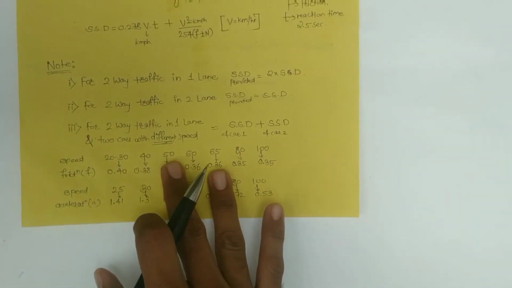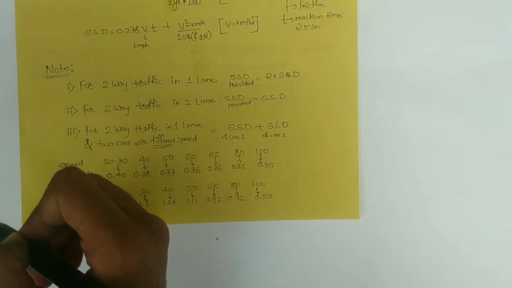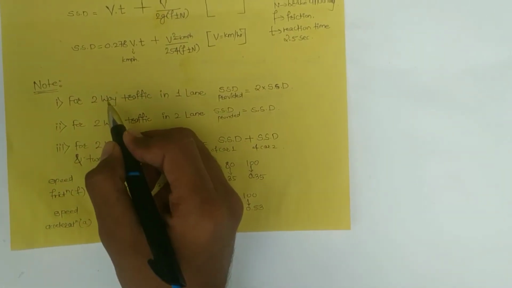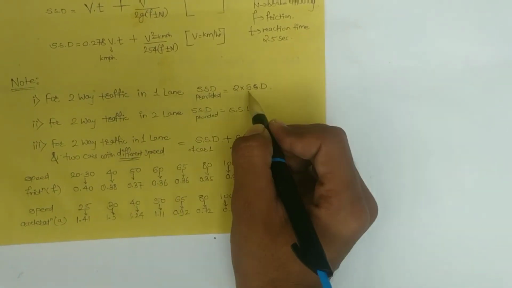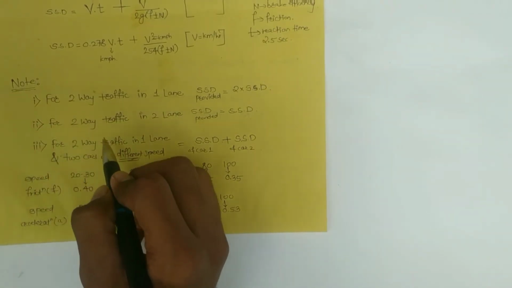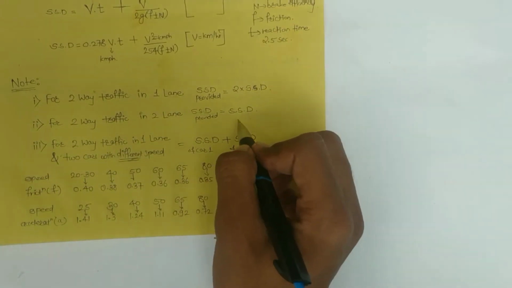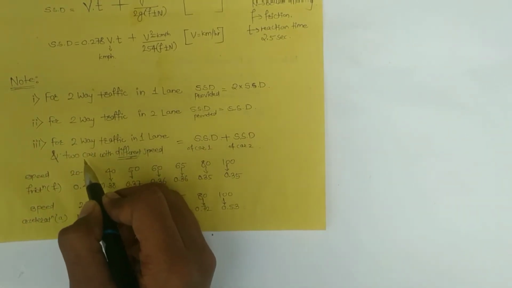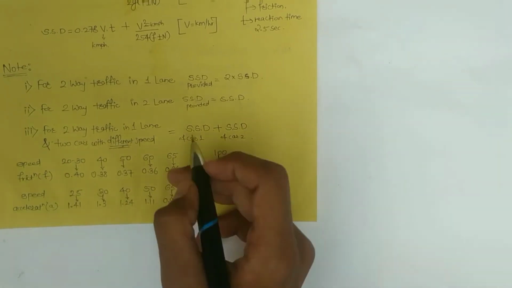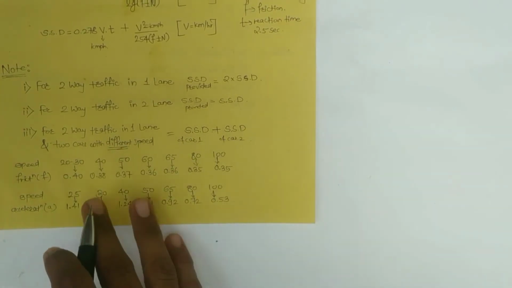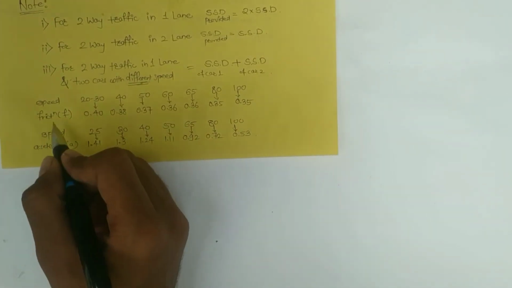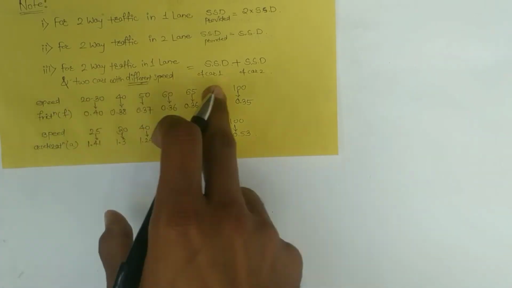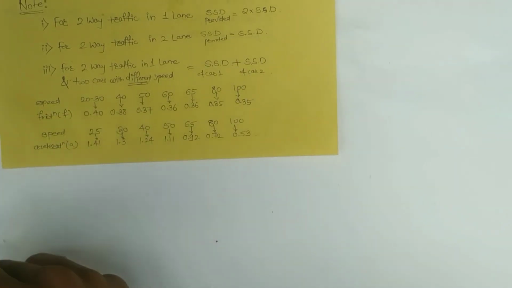Now, for different road traffic conditions, the stopping sight distance varies. For two-way traffic in a single lane, the SSD provided is twice the SSD calculated. For two-way traffic in a two-lane road, the SSD provided is equal to the SSD calculated. For two-way traffic in one lane, if the two cars have different speeds, then it is the SSD of car 1 plus the SSD of car 2. If the speed of the vehicle is given but the friction and the acceleration are not given, then we use the standard values of the friction and the acceleration.